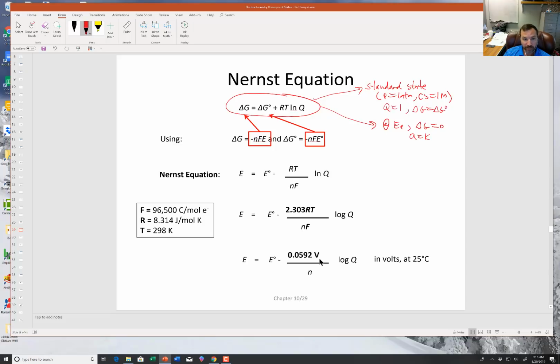When we combine coulombs per mole of electron with joules per mole K, that ends up giving us a volt unit. And of course we still have N, which is our number of moles of electrons involved in the redox reaction. So again, this is what we call the Nernst equation. It was developed by a scientist named Nernst.